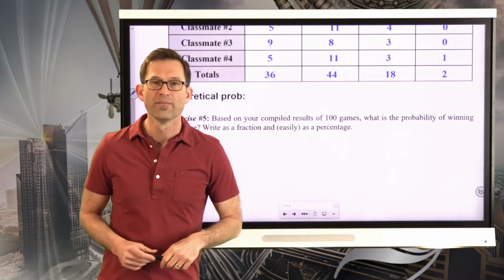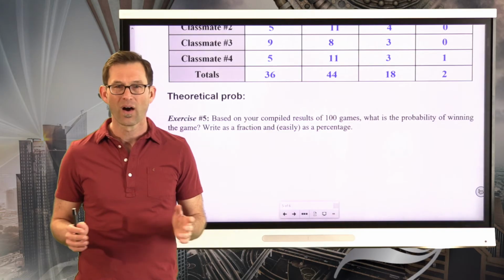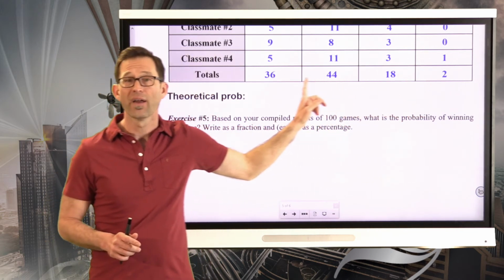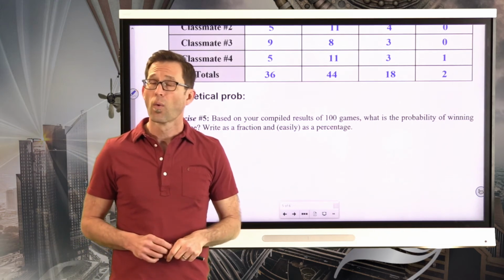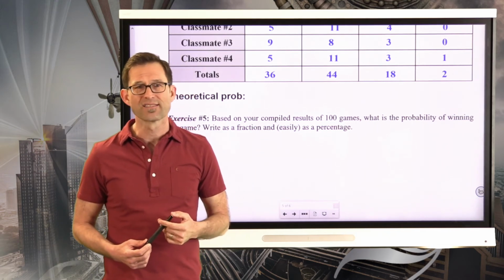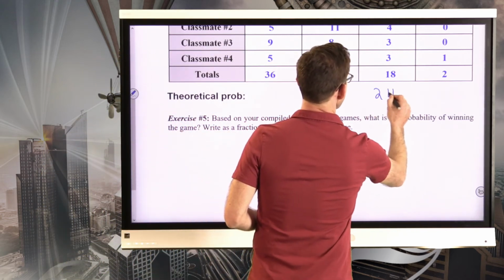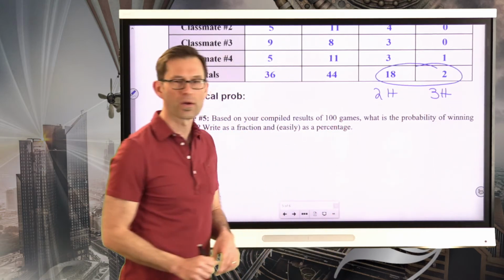Exercise number 5. Based on your compiled results of 100 games, what is the probability of winning the game? Write as a fraction and, parentheses, as a percentage. All right, well again, you have different numbers down here, I hope. If you have exactly the same numbers, you either copied them off of my screen or boy, is there a coincidence. Right, but remember, this is hitting it twice, this is hitting it 3 times. Either one of these will work, right?